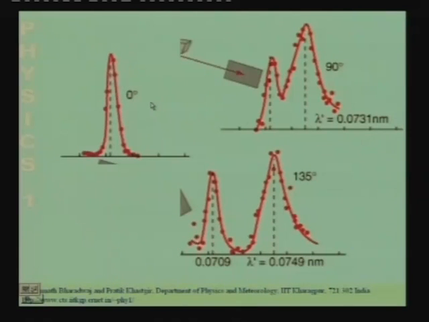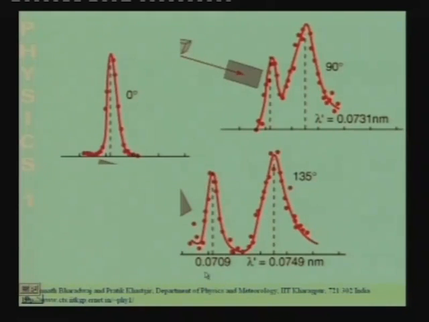This shows you the same spectra blown up. So, this is the spectrum at angle theta equal to 0, that is in the direction of the incident X-ray, so the forward direction. There is only one spectral line seen over here. This shows you the spectrum at 90 degrees, and this shows you the spectrum at 135 degrees.